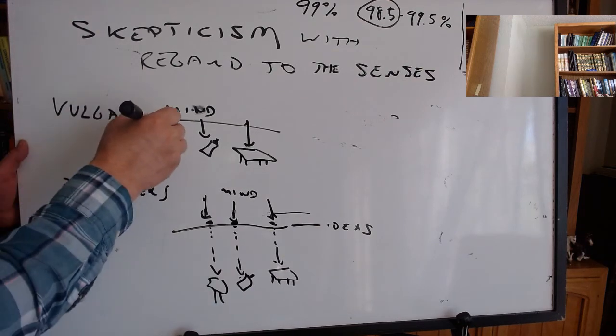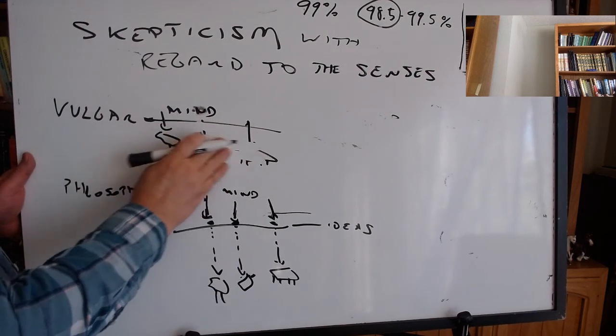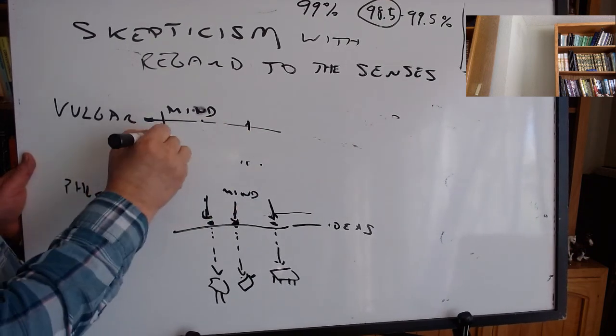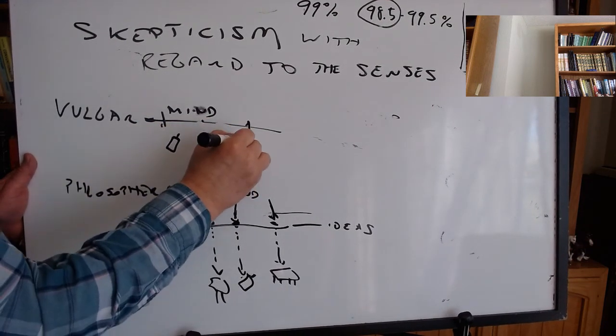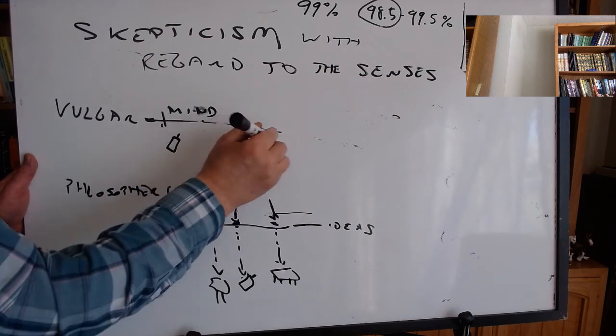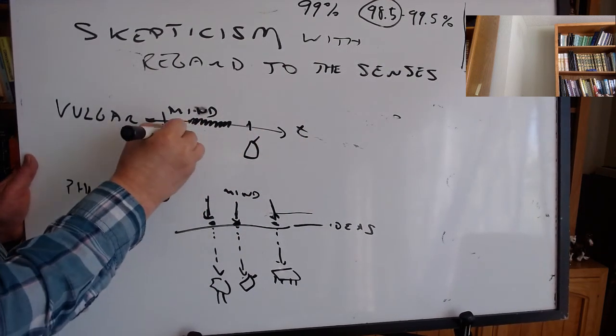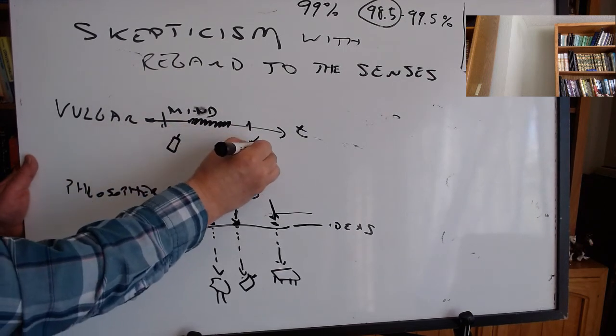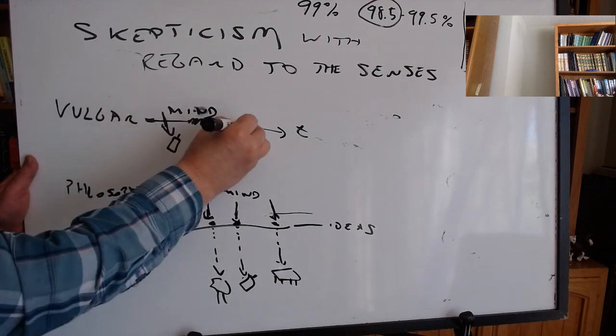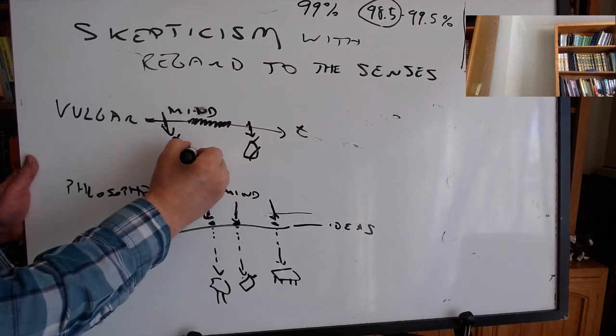This direction is time. And here's where I close my eyes. Right, so according to the vulgar, what happened was that I saw this directly, immediately, not by way of a representative. I closed my eyes. This thing continued to exist. I opened my eyes. I again perceive it directly.